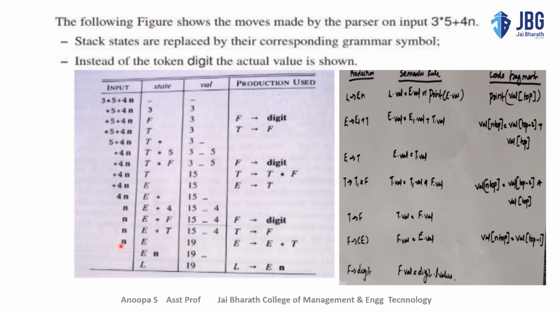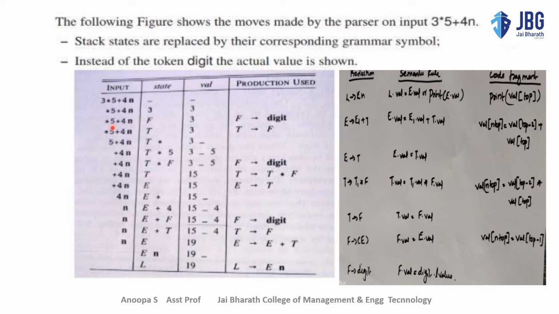So this is my input symbol, this is the stack, this is the state and this is the value, and we'll be using these predictions. So the first input symbol is 3. This is our string 3 into 5 plus 4, and first is 3, so I am moving it to the stack. The value is 3. So when we have a digit x value, then what is the prediction? F giving digit is the prediction. So I will replace this by capital F here. Value will be 3. State is changed to capital F and the prediction used is F giving digit.